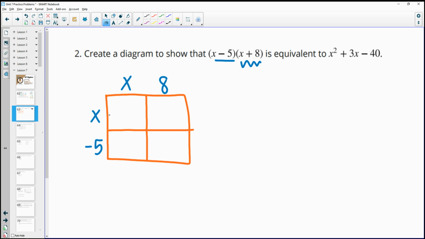And then we'll multiply these in. So for this box, we have x times x, which is x squared. For this next box, we have x times 8, which is 8x.